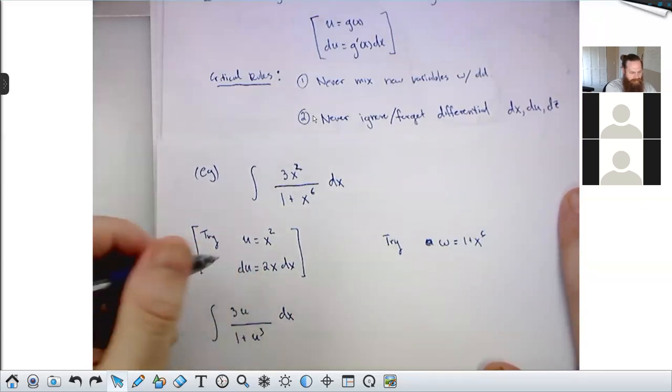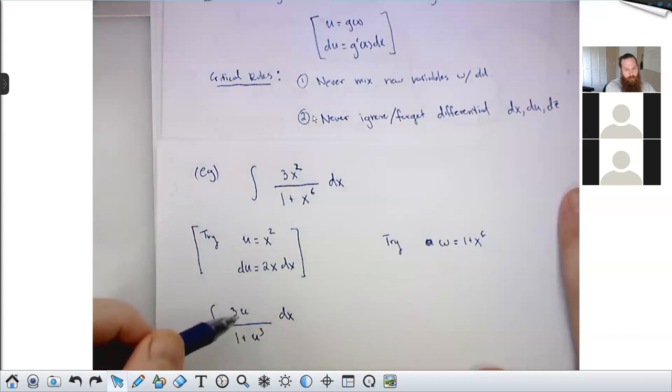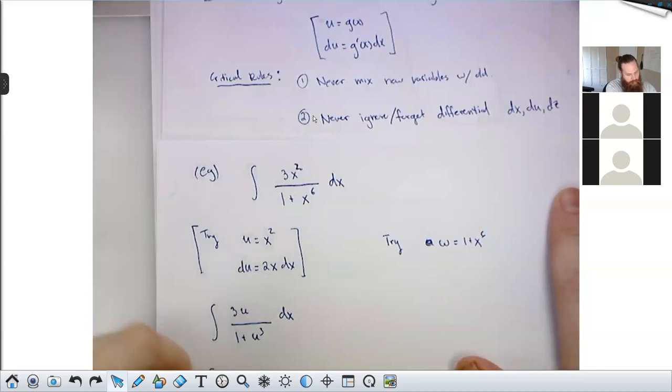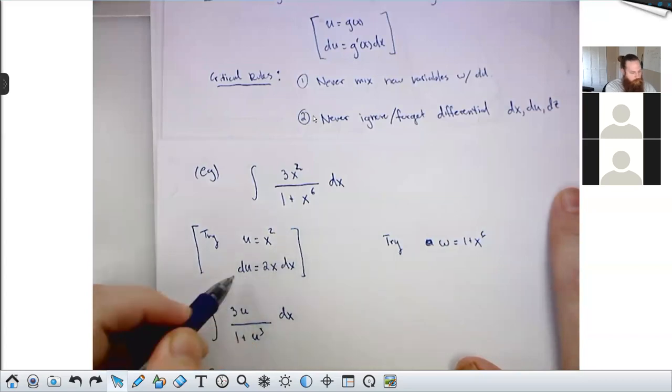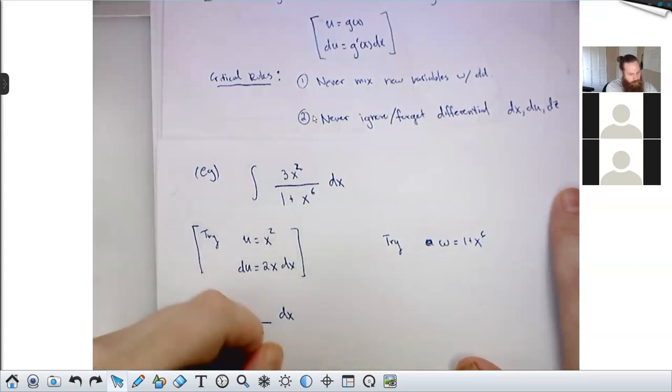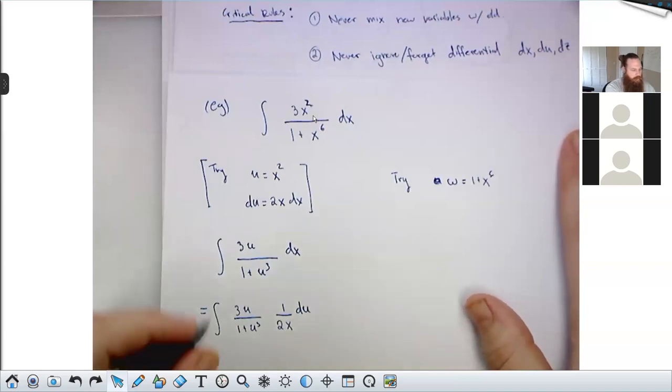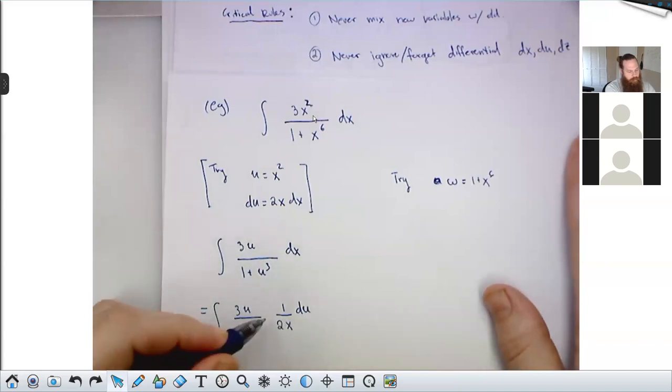Even if I were to try and make this nice, I'm mixing variables. I've got u stuff and I've got x stuff. This is a problem. Now you can solve this for dx and you'll get 3u over 1 plus u cubed. dx is 1 over 2x du. Now I've gotten rid of my dx to replace it by a du, but I've got this 1 over 2x. So again, mixing variables, very, very dangerous. Is there any way to make this better? Is there any way to get rid of this x and replace it with its equivalent stuff in terms of u?